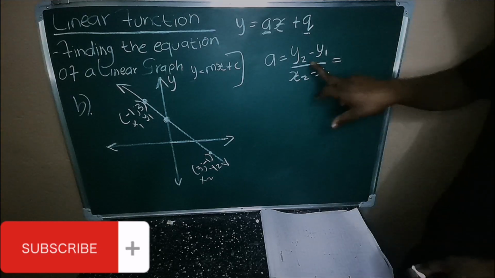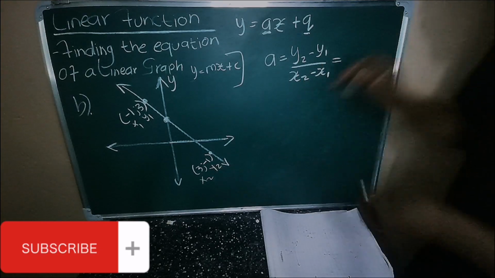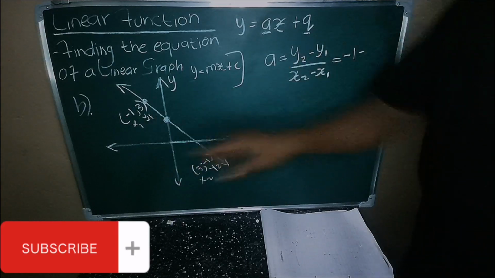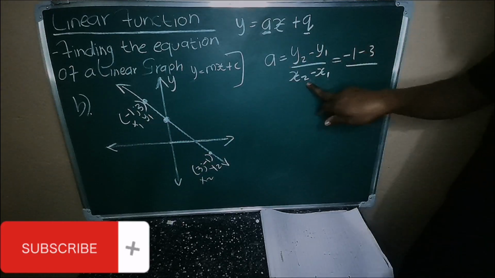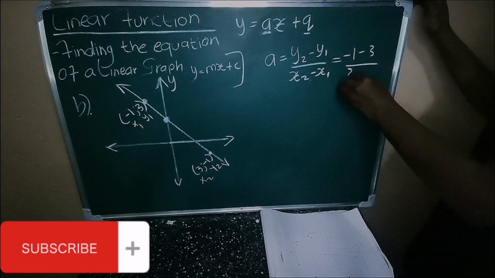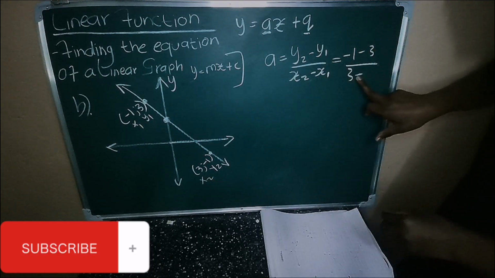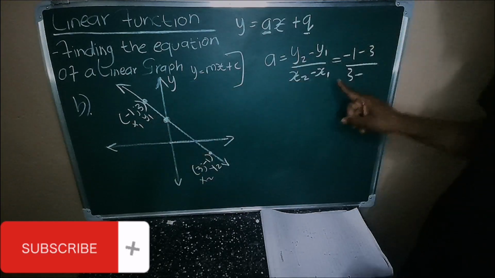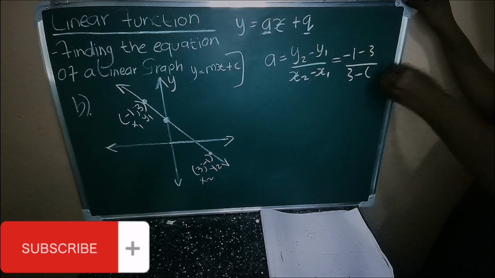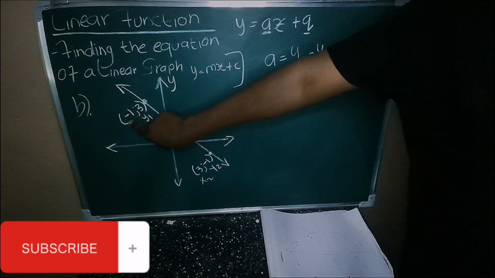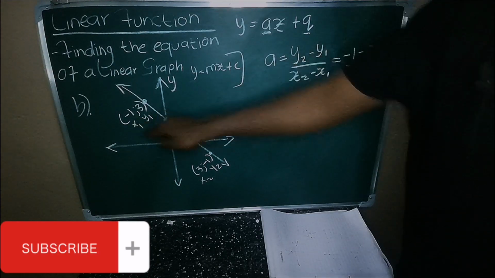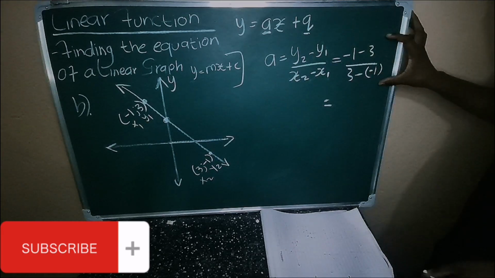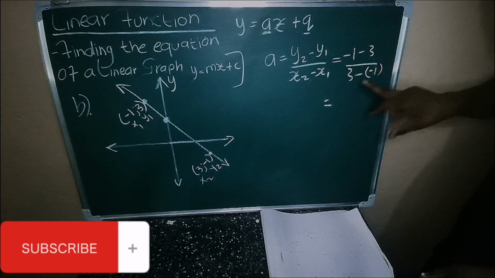Simple. So y2 is -1. Then -1 minus y1, which is 3, so -3, divided by x2, which is 3, minus -1, then x1 is -1. Remember, you open the bracket to accommodate this negative 1, because you're going to get it wrong if you don't accommodate it. So it will be -1 inside the bracket. You close the bracket, then you put this on the calculator.